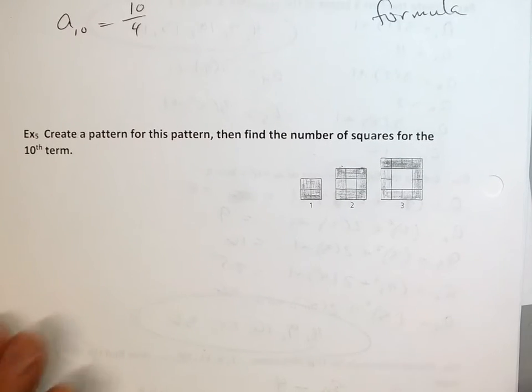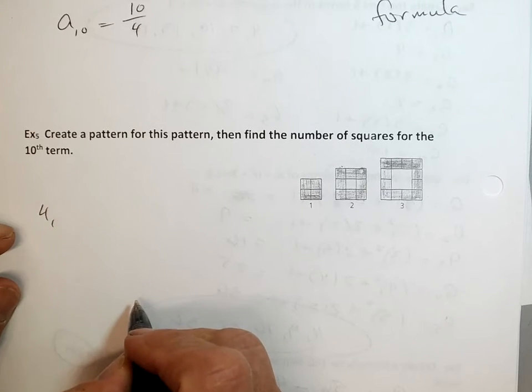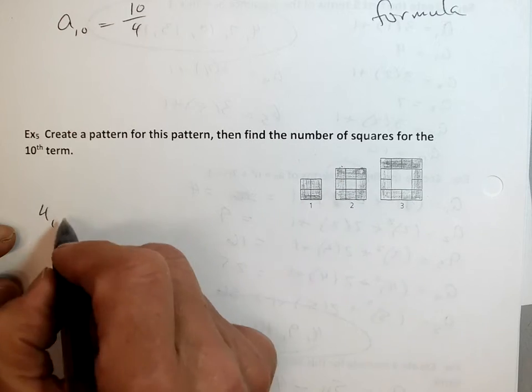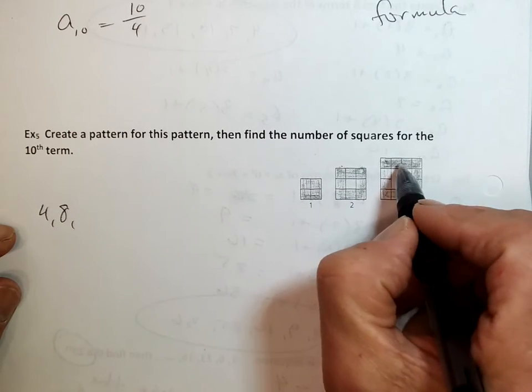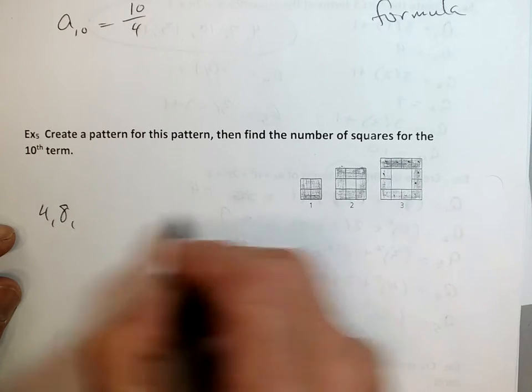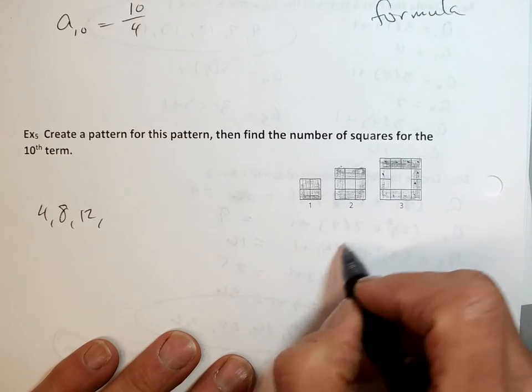All right, 5. Let's see what I have. So I got these numbers. I've got a 4, right? And then let's see, it's 1, 2, 3, 4, 5, 6, 7, 8. I've got a 1, 2, 3, 4, 5, 6, 7, 8, 9, 10, 11, 12. I wonder what the next one looks like. What do you think the next one looks like?